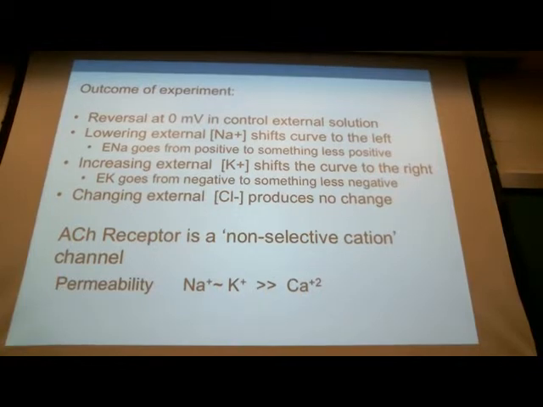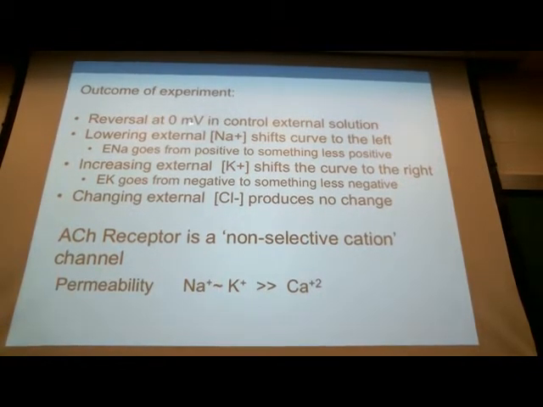Okay, so we're getting a reversal at 0 in our control conditions. Lowering external sodium shifts the curve in one direction because ENa goes from something positive to something less positive, and then the reverse with potassium. If you shift EK, you can shift the reversal potential for the synaptic current.